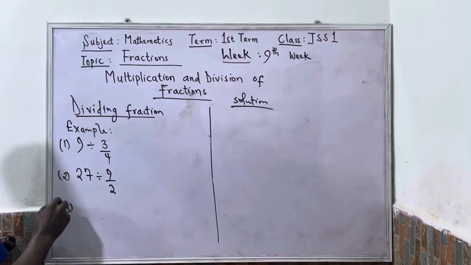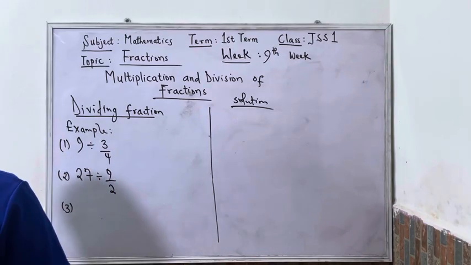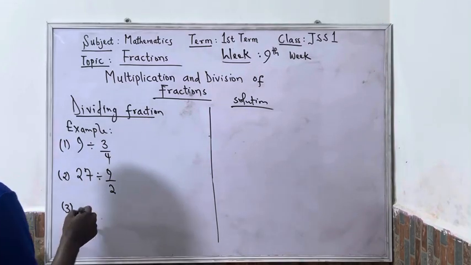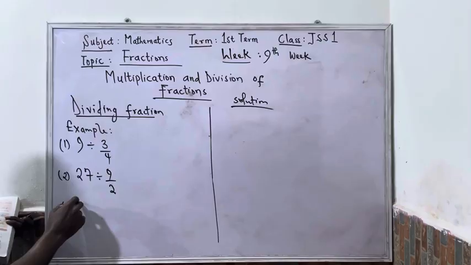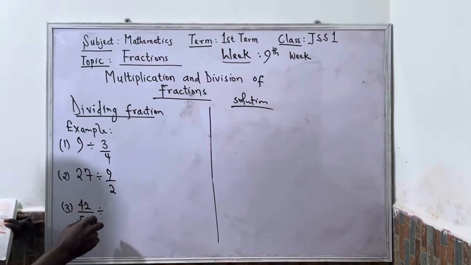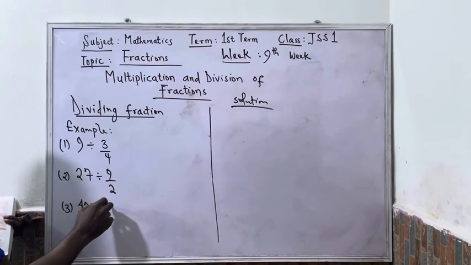Let's go to number 3, where we have a fraction being divided by a whole number. I can have something like 42 over 50 divided by 14.